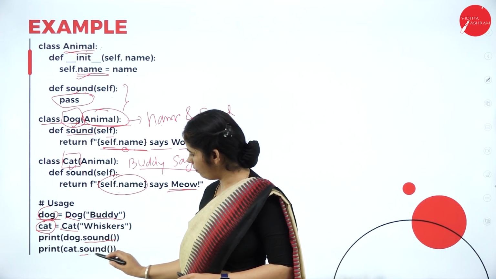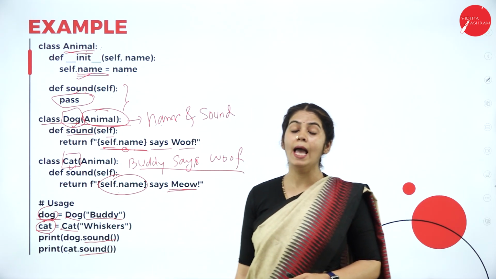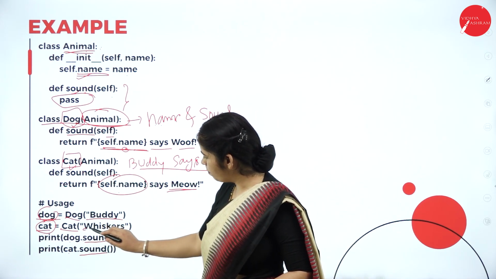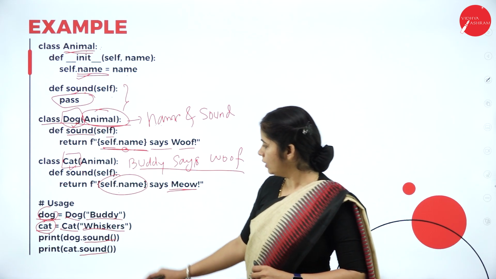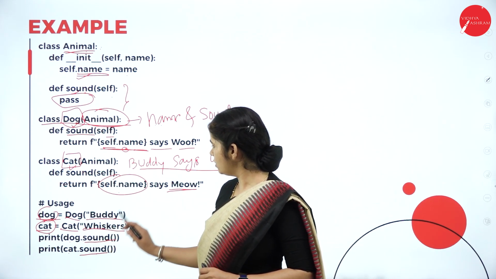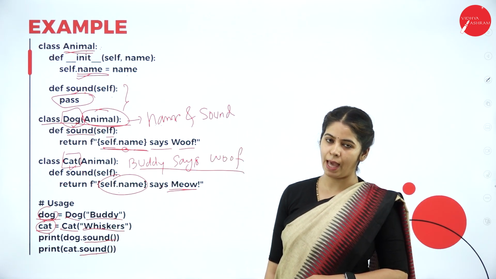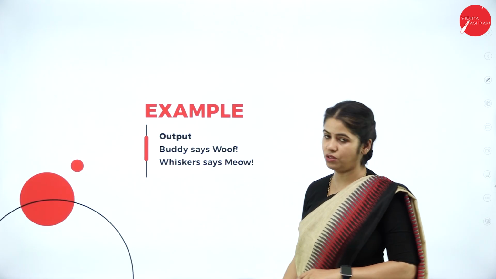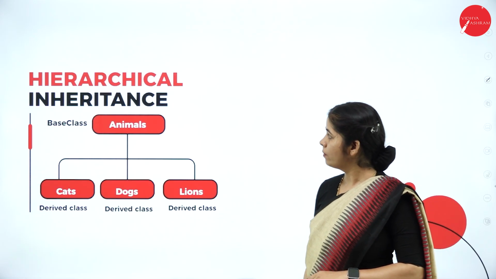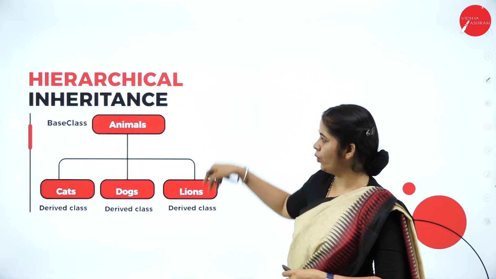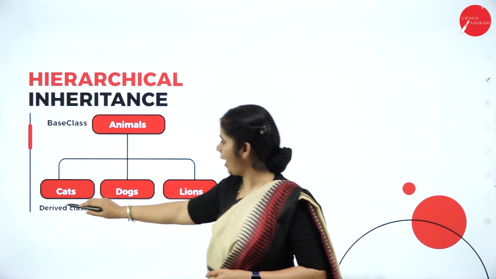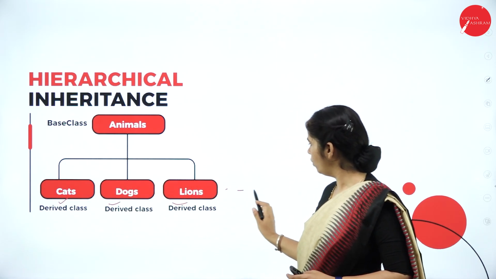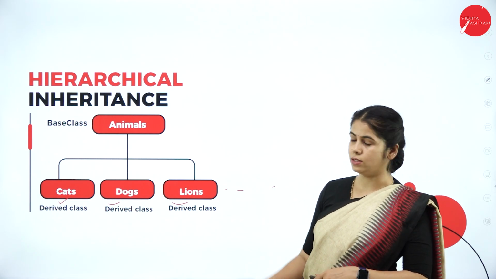When we call the same sound function with respect to the cat object, what will it show? What is the name we have given for the cat? That is Whiskers. Whiskers says meow, right? So that would be the output: Buddy says woof and Whiskers says meow. Next, how do we represent hierarchical inheritance? Animal has different types of derived classes: cat, dog, lion; you can have different types of derived classes here.